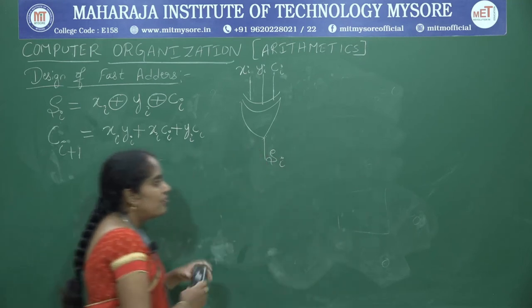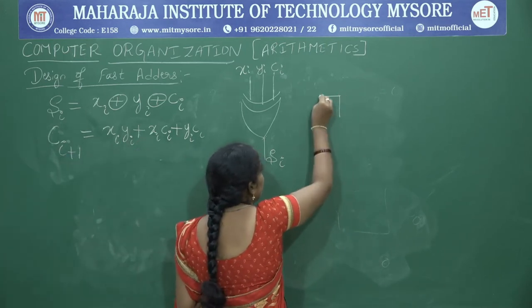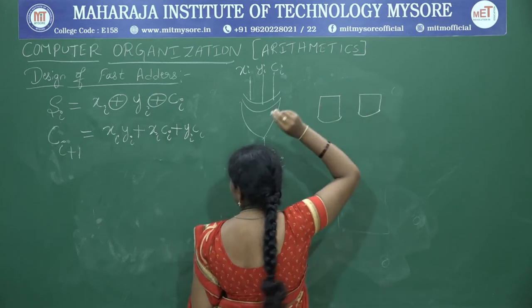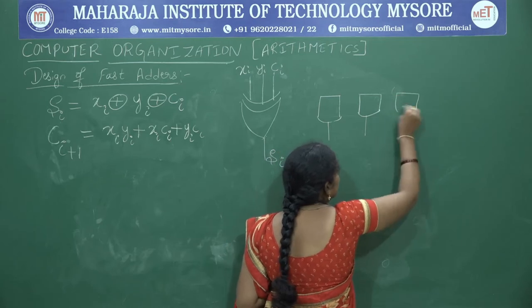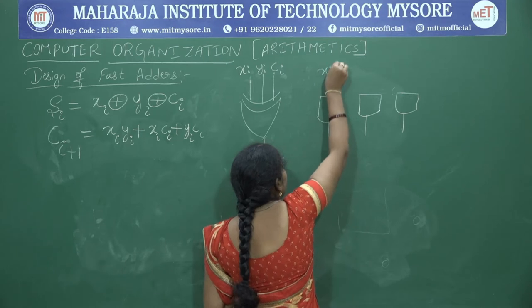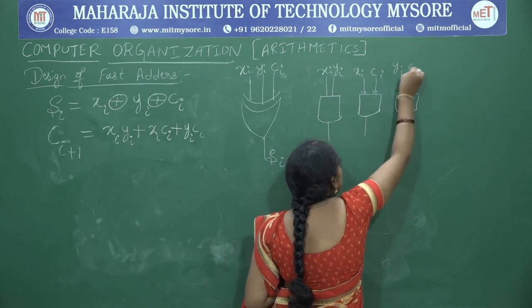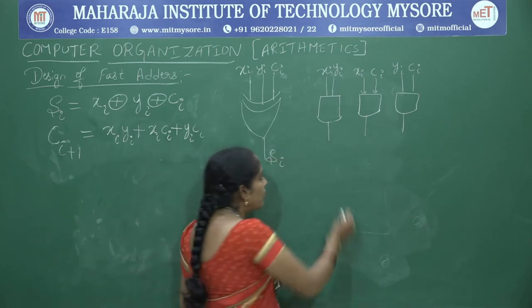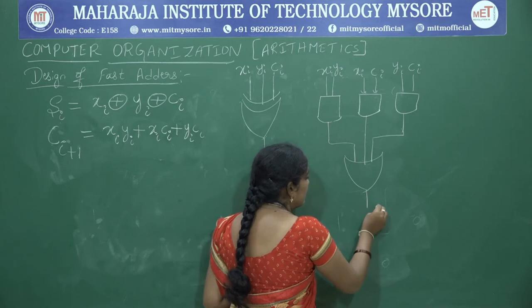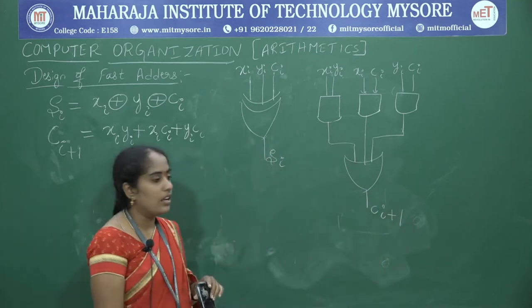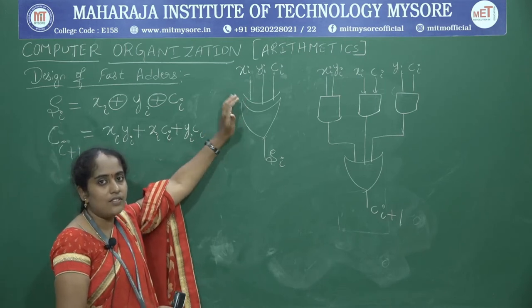Okay, so the next is for carry. Here we are using AND gates and an OR gate, right? Here we need 3 AND gates. So this is Xi Yi, Xi Ci, Yi Ci. Next you need to use an OR gate to connect these 3 pins and this gives Ci plus 1. Okay, so here in the sum we have only one gate.